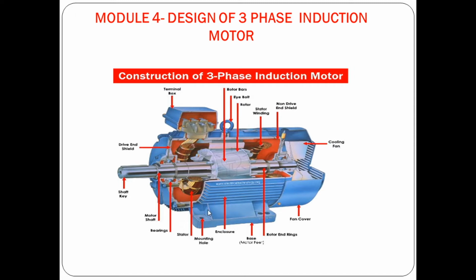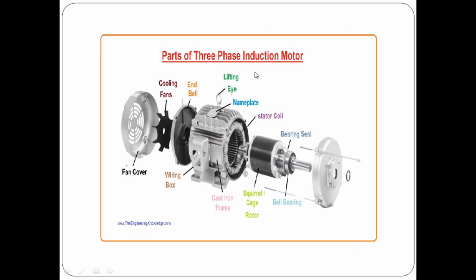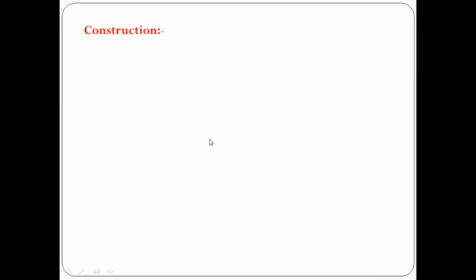So this is a simpler construction of a three-phase induction motor, and this is a part of a three-phase induction motor where you can see the lifting eye to lift the induction motor, the name plate, and the stator coil where the stator winding is, and this is the rotor part. Here it is a squirrel cage rotor, and there is a bearing seal and ball bearing, and a wiring box where you connect the three-phase AC supply, and cooling fans and fan cover. So this just shows the parts of a three-phase induction motor.